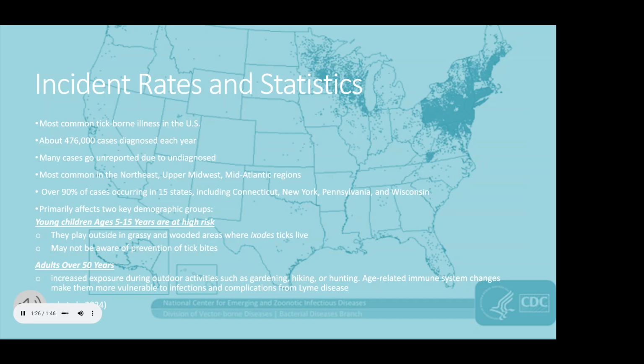And then older adults may experience different or less typical symptoms of Lyme disease, so that can lead to a delayed diagnosis at times. And then lastly, chronic health conditions. Older adults are more likely to have underlying health conditions that may complicate the symptoms and treatment of Lyme disease.